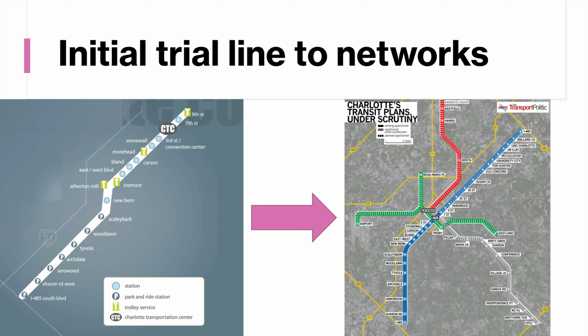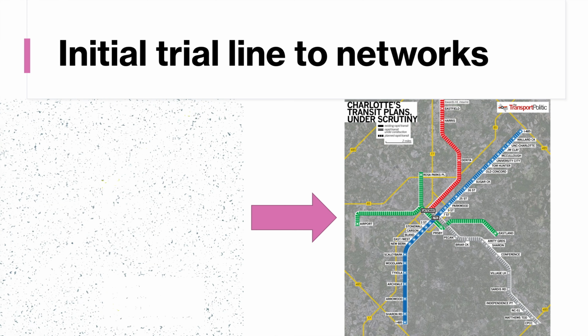This is what Charlotte started with. This is what Charlotte is building right now. They've actually already extended a very large route of its streetcar system, and then hopefully someday soon it will have a second light rail line and a commuter rail line going into Charlotte Gateway Station.